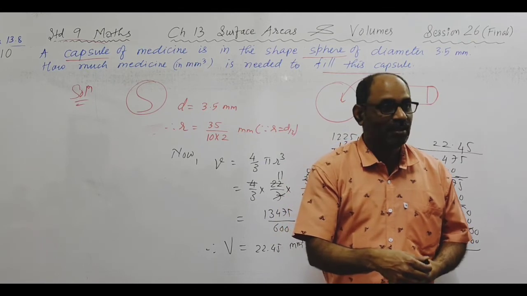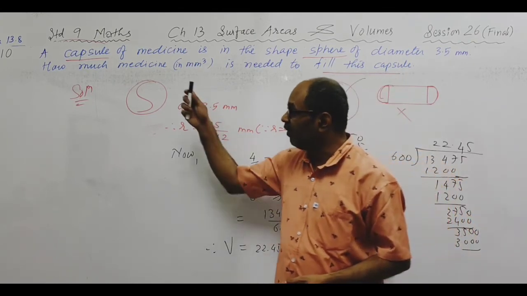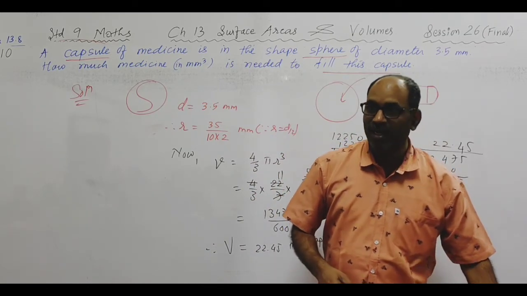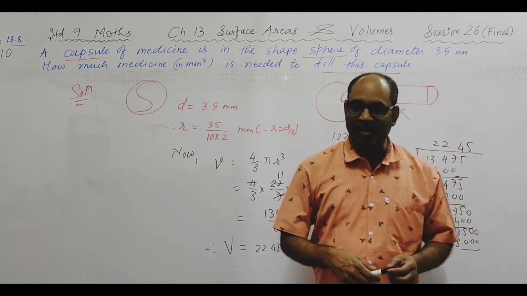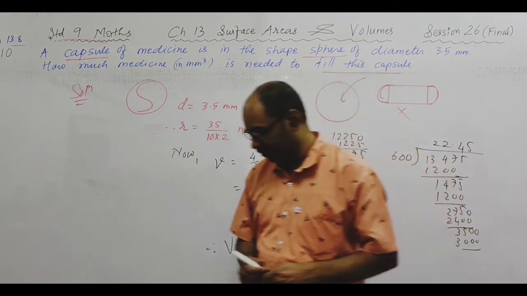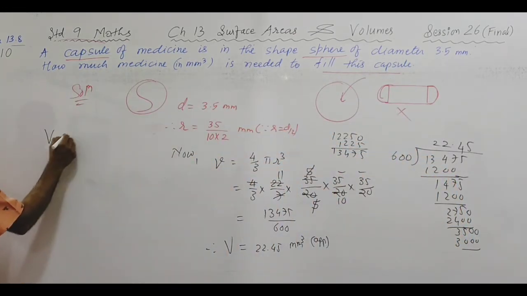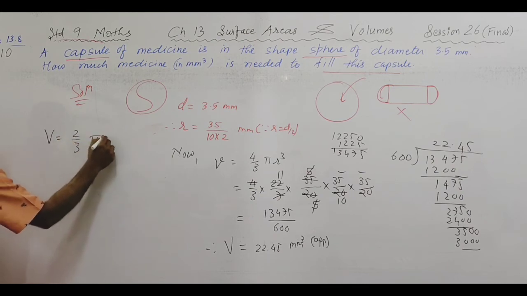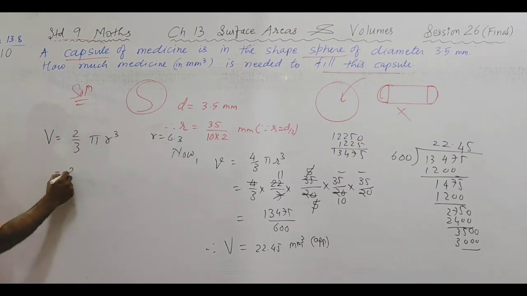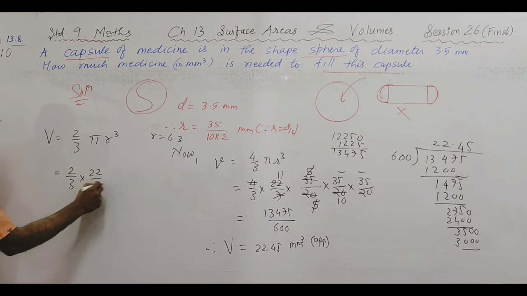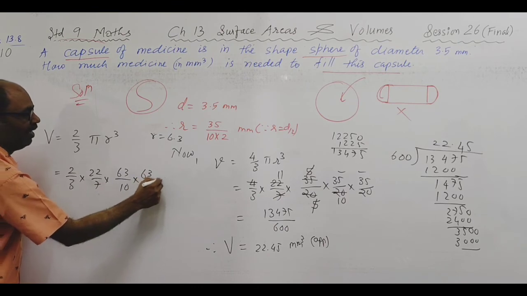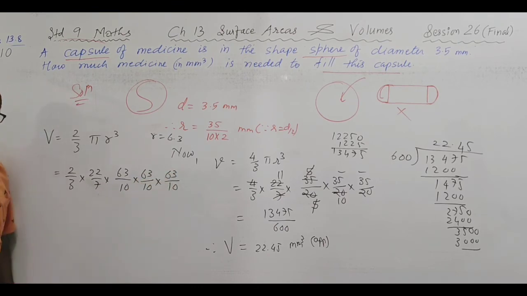One of the boys brought to my notice that in question number 8, the second part, the answer is not matching with the answer given at the back in the textbook. And it's true. I made an error while calculating the volume. The formula of volume is 2/3 pi r cube, where radius was 6.3. Okay. So now 2 upon 3 into pi, 22 upon 7. बोलिए 63 upon 10 into 63 upon 10 into 63 upon 10.